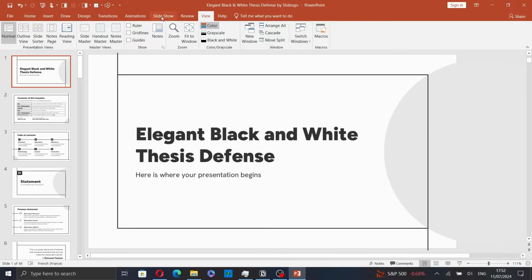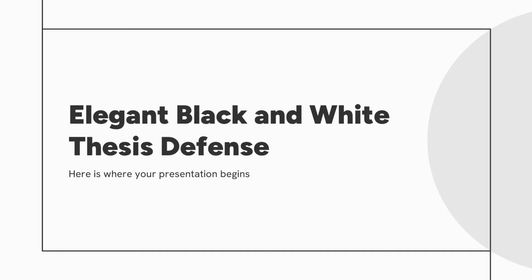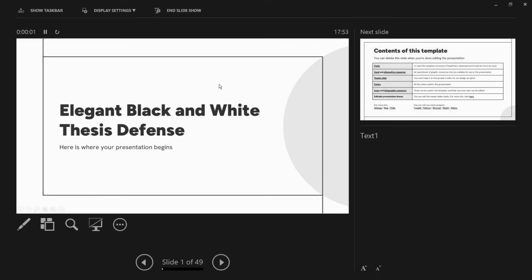Then go to Slide Show and select From Beginning to start your presentation from the beginning. Here your audience can't see the notes and even you won't be able to see the notes. So right click on the slide and select Show Presenter View, or go to the three dots here and select Show Presenter View. And now your audience will be able to see only the slide you're presenting.